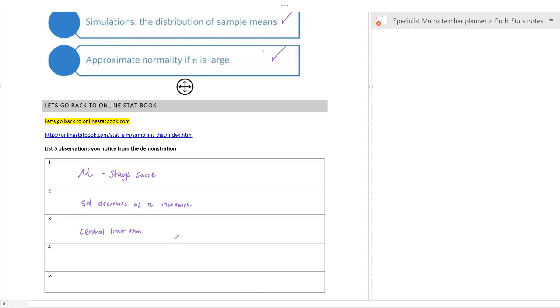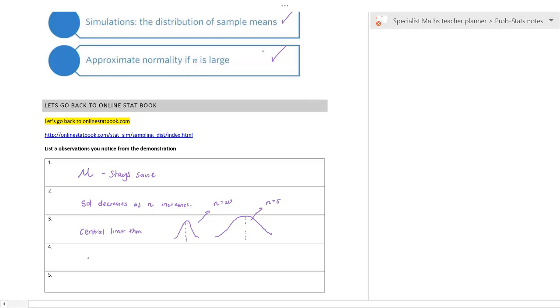Okay, so in other words, let's just say over here, this could be for n is equal to 20. This could be n is equal to 5. So it's still centralized around the mean, the population mean, but of course there's that change. And is there anything else you can think of?